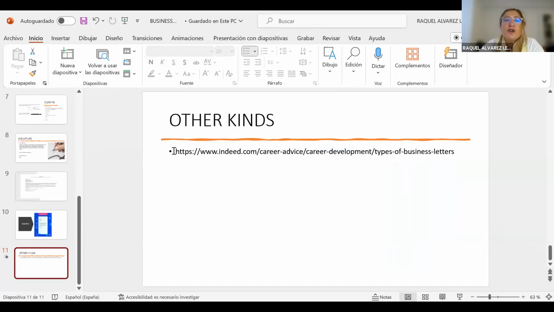And here I give you a web page where you can find all types of business letters, okay? All types of business letters, okay? So now I'm going to show you another sample of formal letters. Another sample of formal letters. Give me a second.